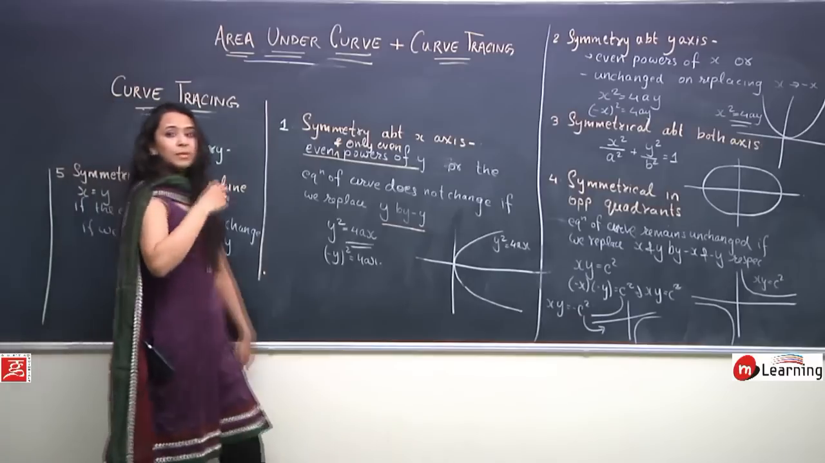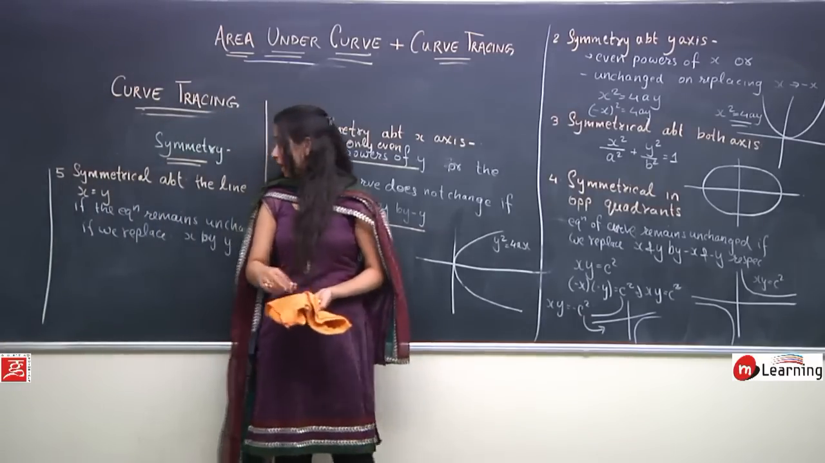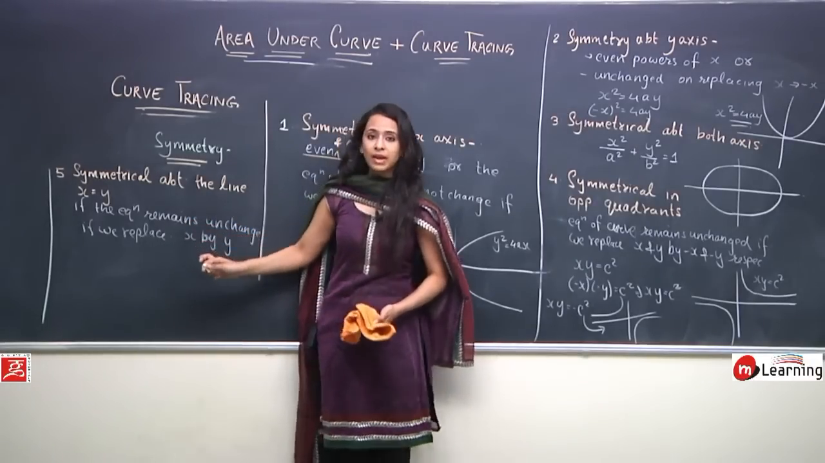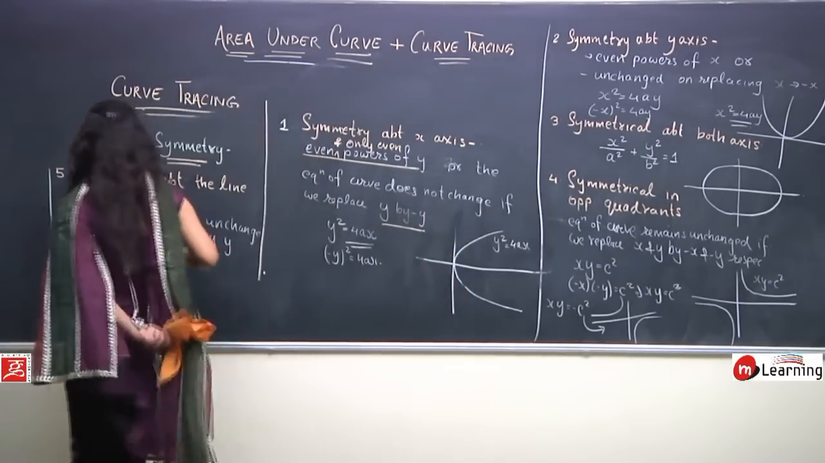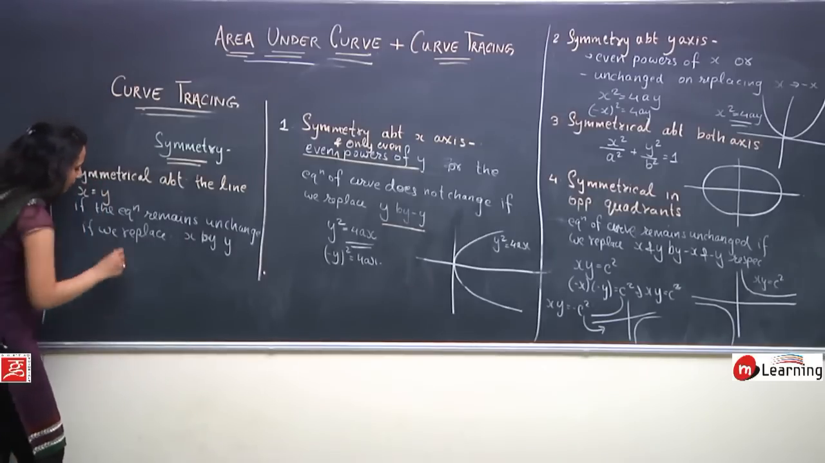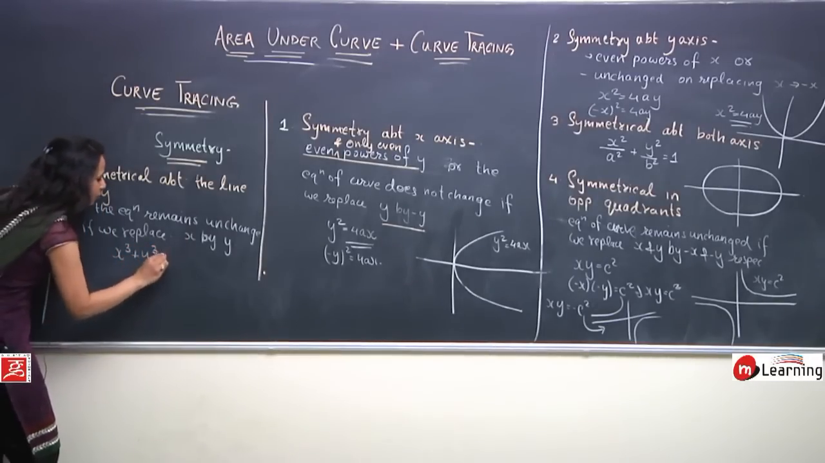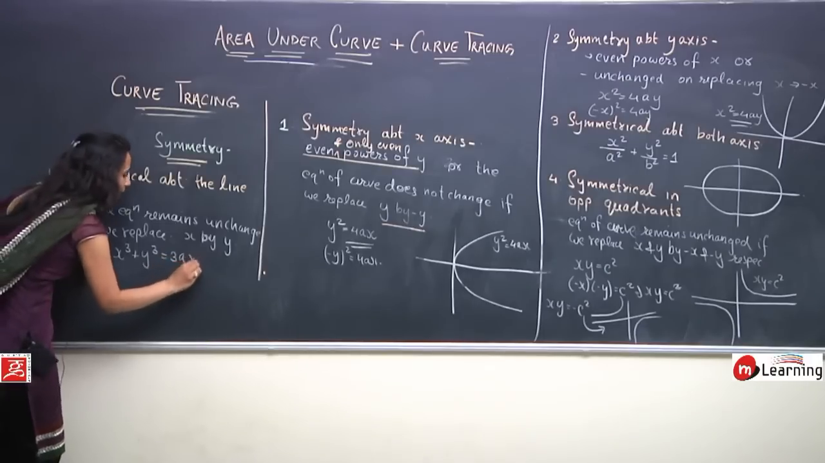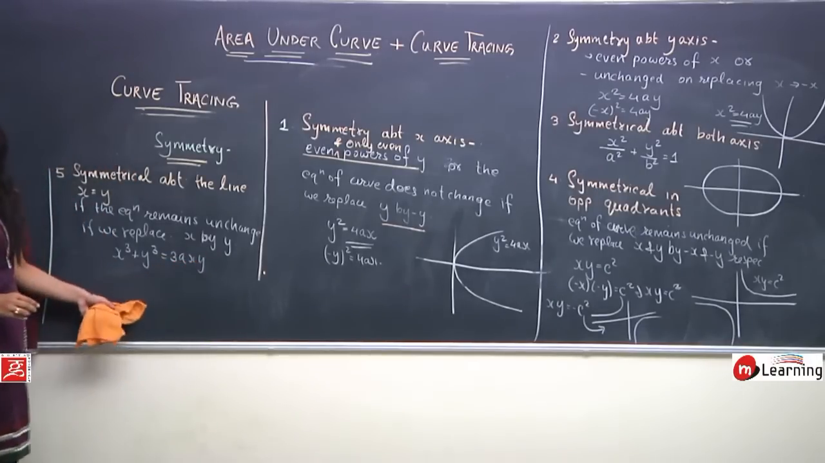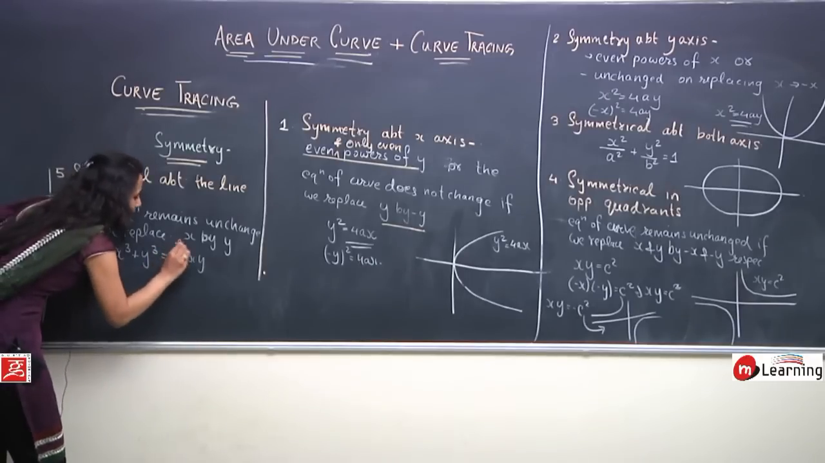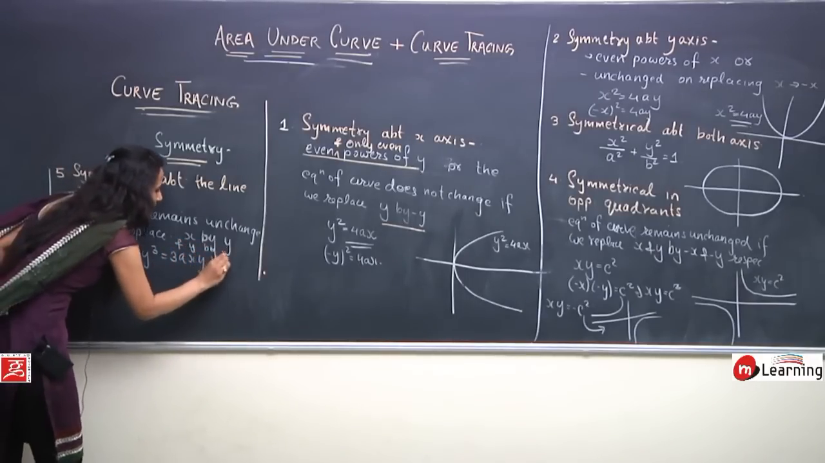So, we will say a curve would be symmetrical about the line x equals y if the equation of the curve remains unchanged when we replace x by y. For example, consider a curve of this form, x cube plus y cube equals 3axy. Now, replace x by y and y by x.